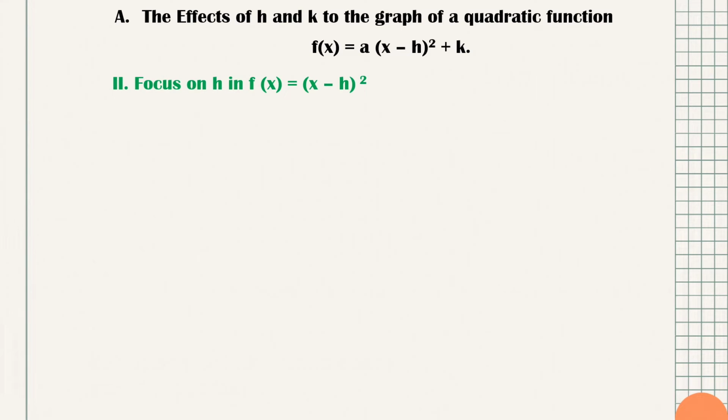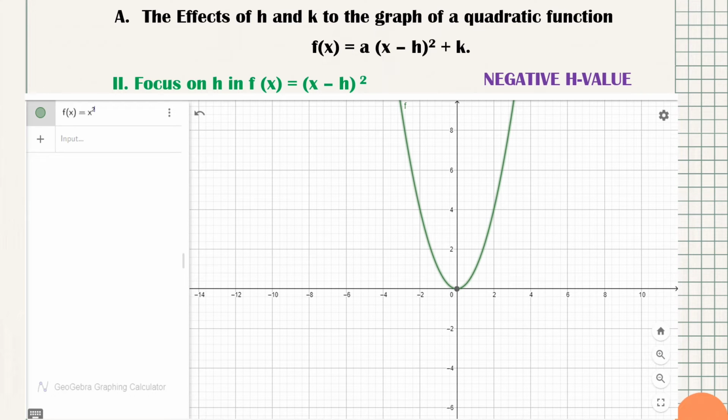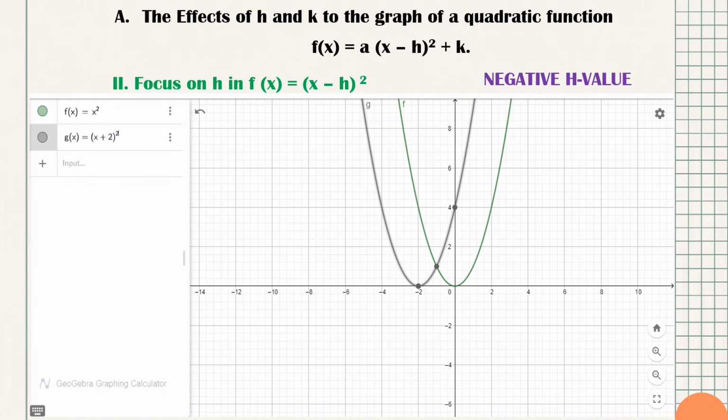Now let's take a look if our h has a negative value. Again, let's have our parent function, which is x squared. And how about if our h value is equal to negative 2? The equation will be quantity x plus 2 squared. And the graph of quantity x plus 2 squared is this. The vertex is negative 2, 0.